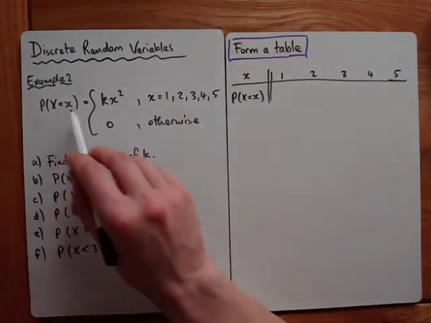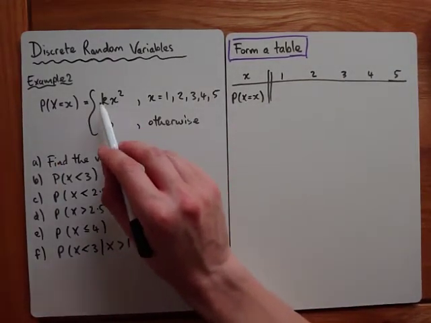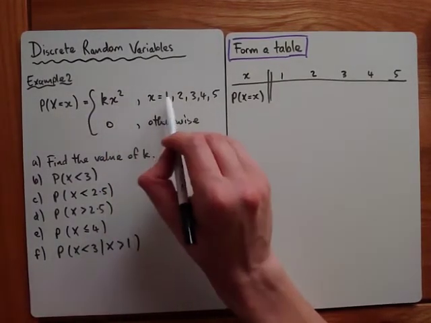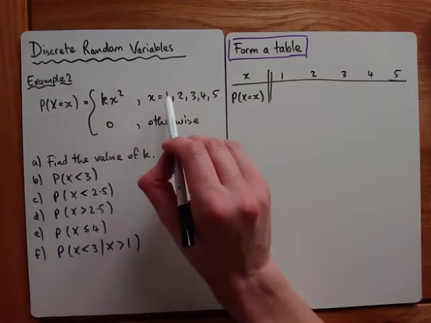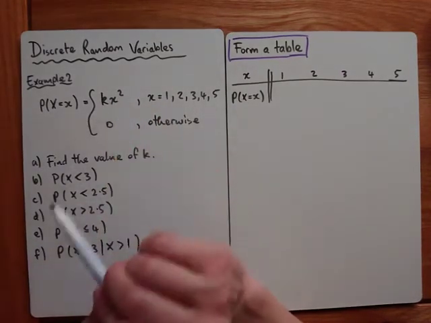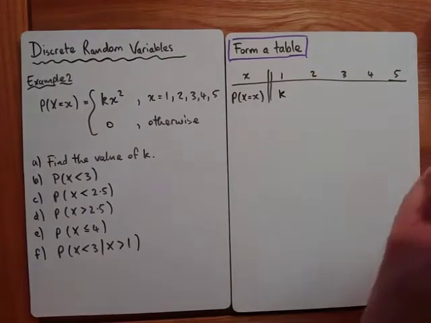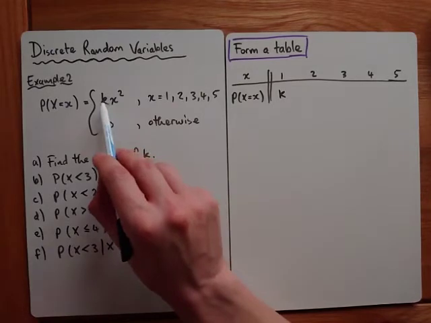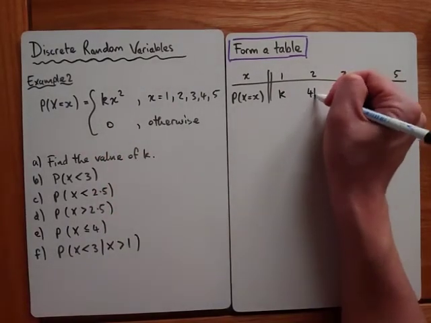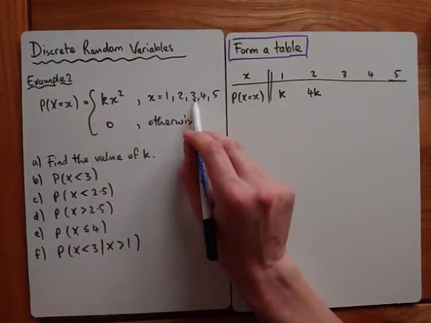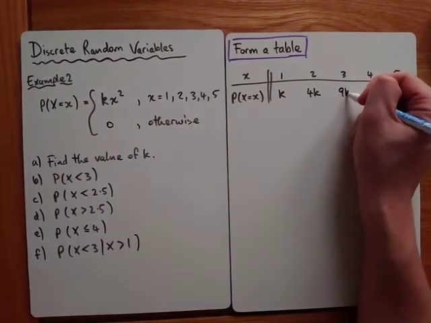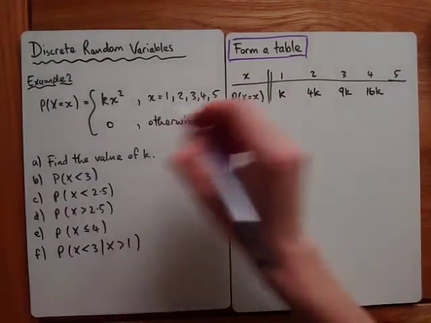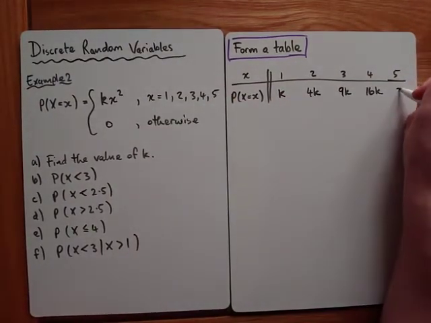Now if you look at this, the probability is a function of x, so the probability of the outcome happening depends on the number itself. So the chance of me getting a 1 would be k times 1 squared, which would be k. The probability of me getting a 2 would be k times 2 squared, which would be 4k. Probability of a 3 happening would be 9k. Probability of 4 would be 16k, and the probability of 5 would be 25k.